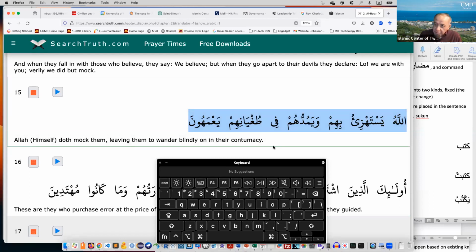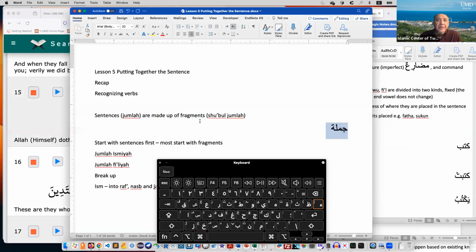So from words, a couple of words make up a fragment. A couple of fragments make up a sentence. Remember that? Again, a couple of words make up a fragment. And that's called shu'bul jumla. That means parts. Shu'ba means part. So parts of the jumla. So jumla in shu'bul jumla.